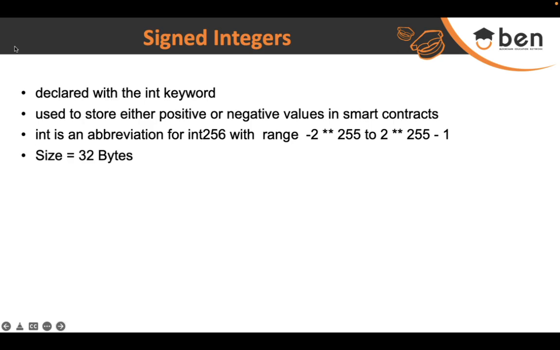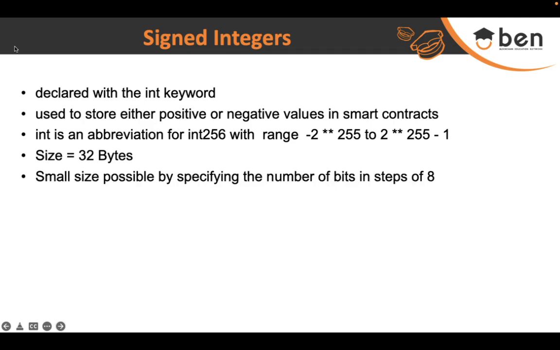So the maximum size is 32 bytes. As you can understand, if it is 256 bits, which means 32 bytes. So the maximum size of a signed integer, of the int keyword, is 32 bytes. But again, as I told you, smaller sizes are also possible, because 32 bytes is not a very small number. So in case you want to save on some space, then a smaller size is also possible.